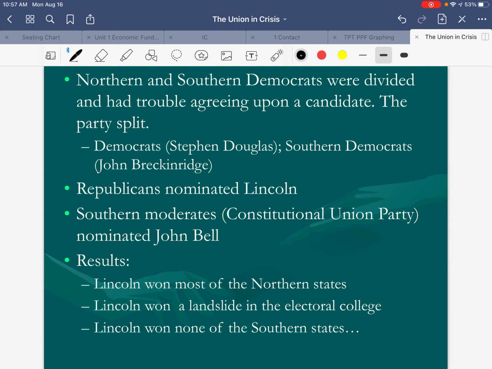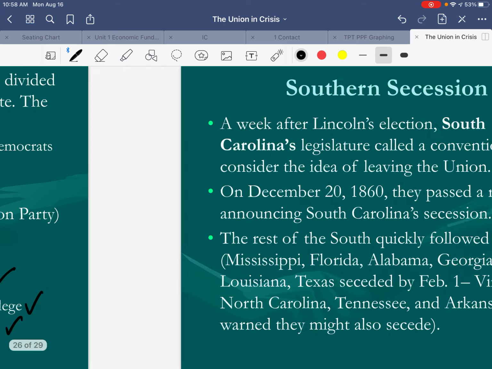Northern and Southern Democrats are divided. We've got Stephen Douglas running. We've got John Breckinridge. Republicans nominate Lincoln. There's a 4th party, the Constitutional Union Party. But the result is Lincoln wins most of the northern states. He won the Electoral College based off of the other 3. And Lincoln won none of the southern states, but was still able to win the whole thing. And so the South was upset.